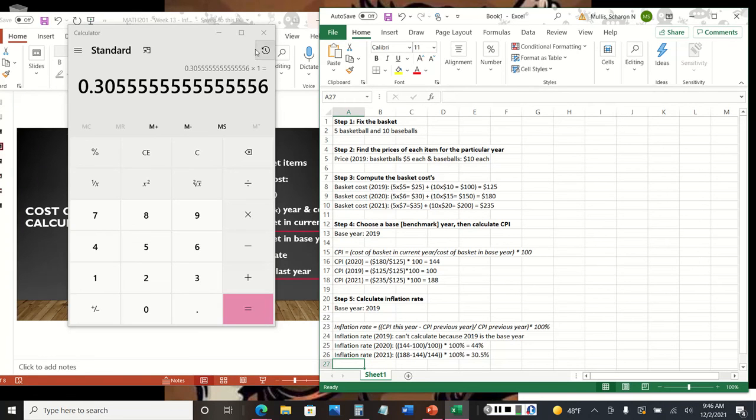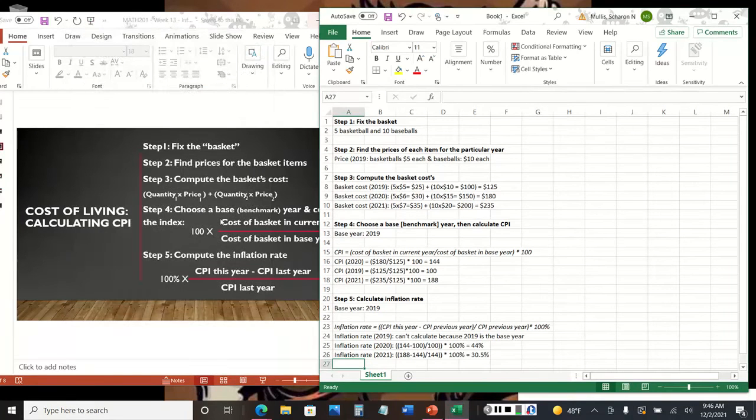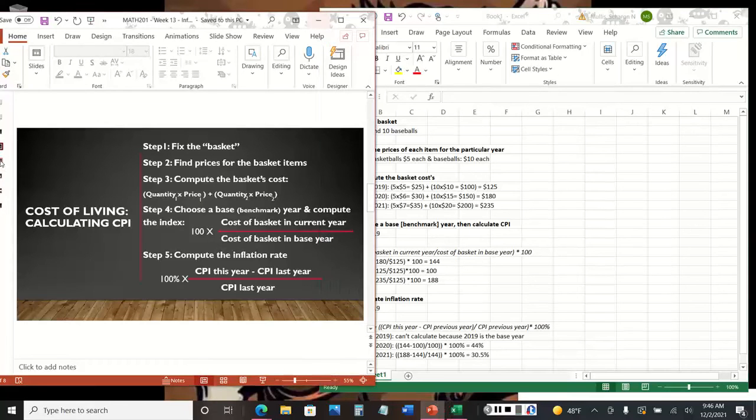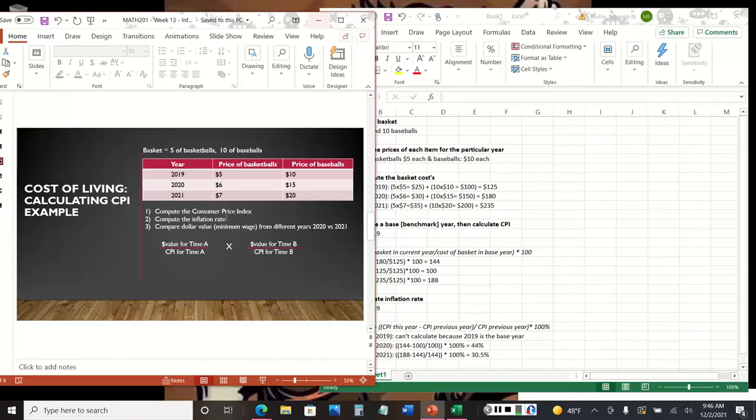Now that's how you calculate the consumer price index as well as the inflation rate. So we did step 1, step 2. Step 3, we're going to take it a little bit further, and we're going to compare the dollar value of the minimum wage from 2020 versus 2021.